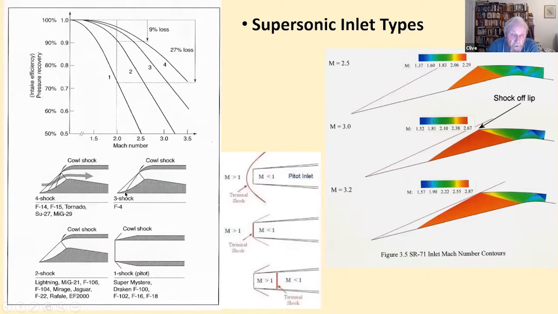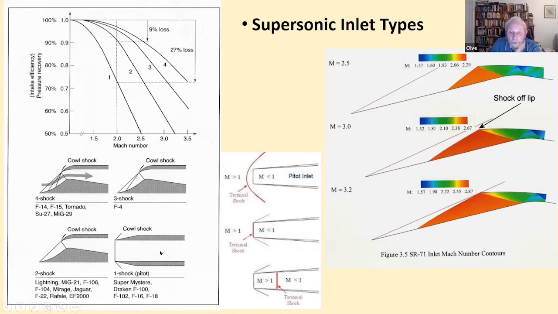So in all these external compression intakes, there's a system of cowl shocks terminating in a normal shock across the inlet, which is the terminal shock. And a normal shock means it's supersonic in front and subsonic behind. So in the diffuser, then we have subsonic flow, and it's obviously a diverging passage. In the supersonic part, you actually have to go the other way, and it's a converging passage. The efficiency that you get depends very much on how you treat those shock waves.